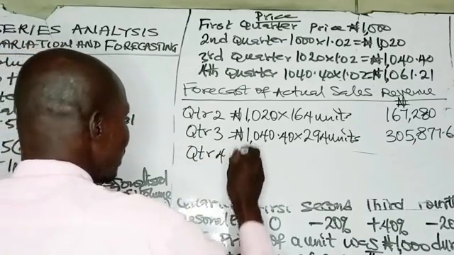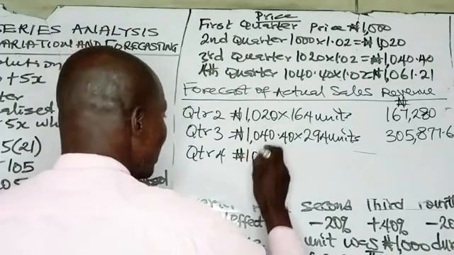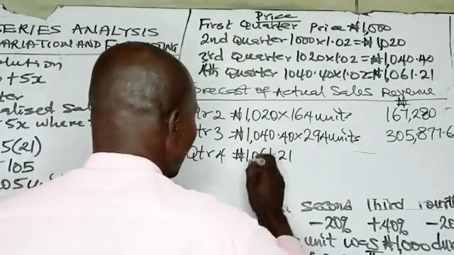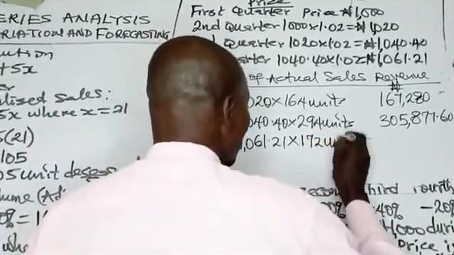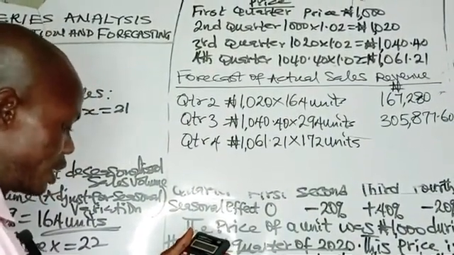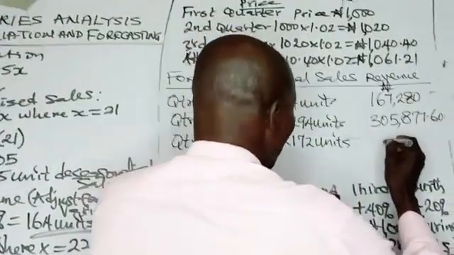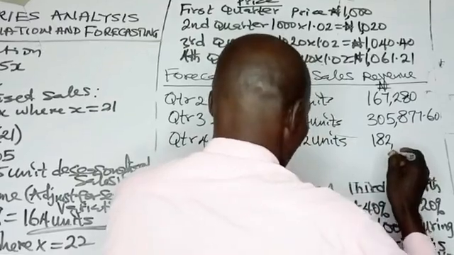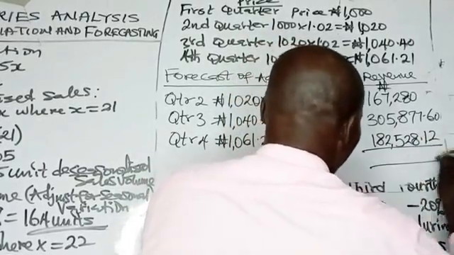Then the fourth quarter of year 2020, the selling price is 1,061.21, times the units sold. The actual sales volume in the fourth quarter of year 2020 is 172 units. So 1,061.21 times 172. That gives us 182,528.12. Now, what is the total?